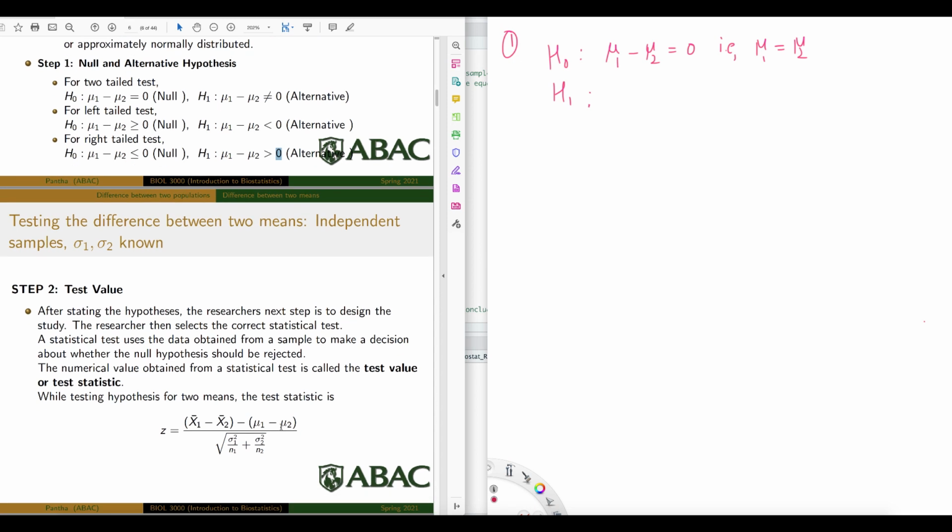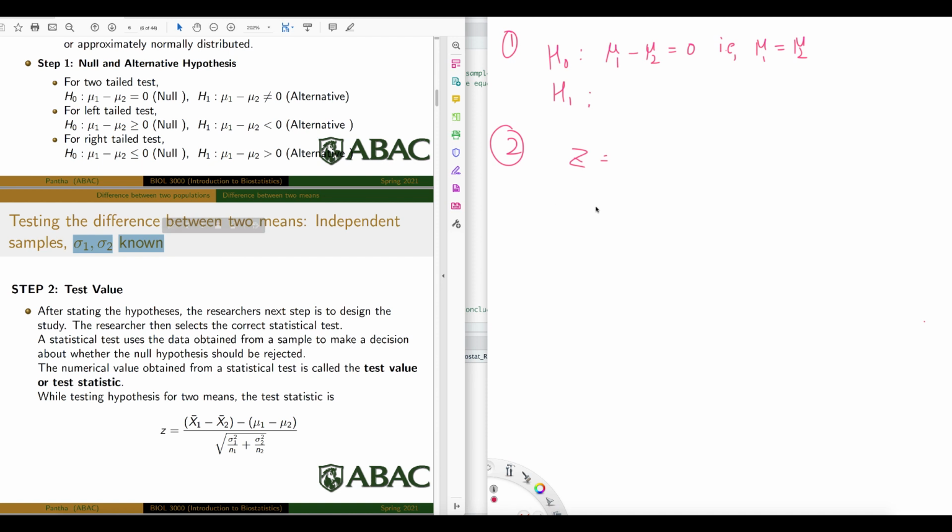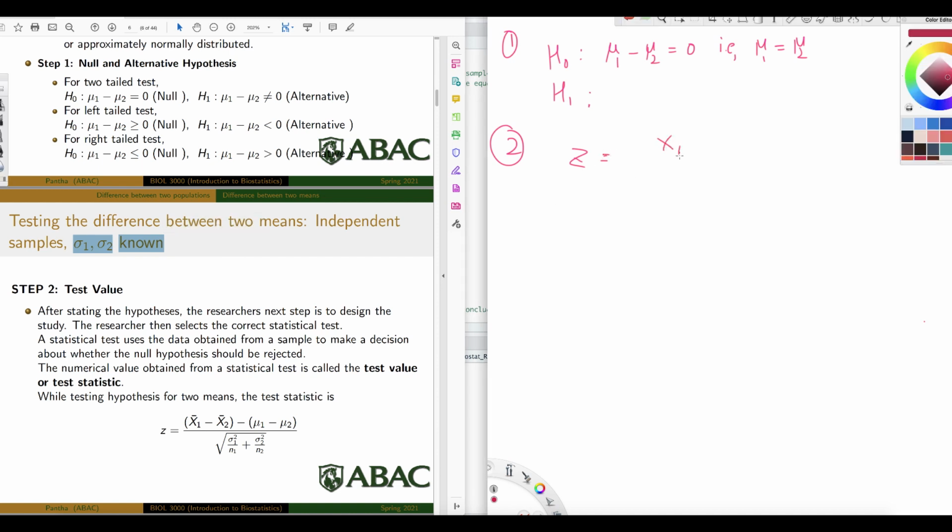That is number one. Number two is finding the test statistic. Again, the same steps. The test statistic we denote by z, because sigma 1 and sigma 2 are known. The formula here is x1 bar, the mean of the first sample, minus x2 bar, minus mu1 minus mu2, divided by the square root of sigma 1 squared over n1 plus sigma 2 squared over n2. This is the formula to find the test value.